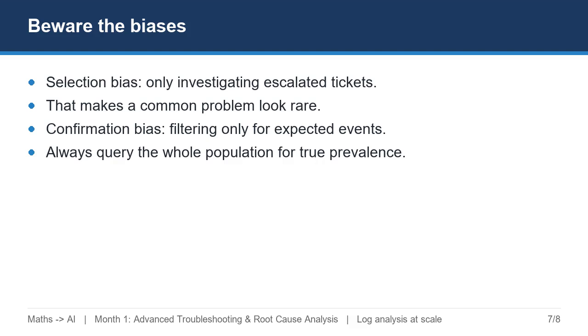Two biases will wreck your log-based conclusions. Selection, or survivorship, bias: if you only investigate the tickets that got escalated, you're sampling a skewed subset, and a common problem looks rare. Confirmation bias: filtering only for the events you already expect, and never querying the rest. The defense against both is the same: always query the whole population and let the data tell you the true prevalence, not your assumptions.